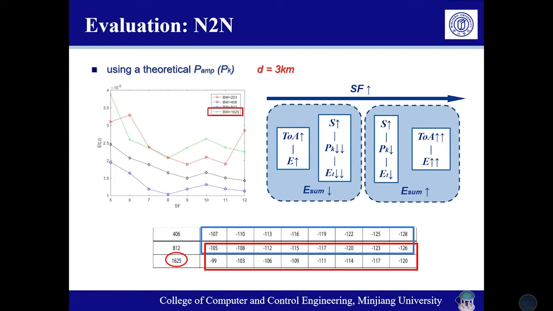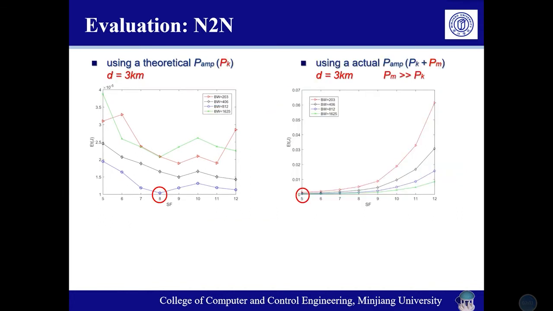To sum up, under ideal parameter conditions, larger or smaller values of spreading factor and bandwidth are not conducive to reduce power consumption. Correspondingly, we also conducted the evaluation under actual parameter conditions, and the results are shown in the right figure. Obviously, the overall trend of energy consumption is basically consistent with the curve of symbol time.